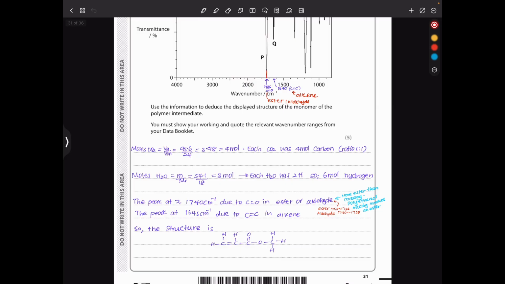So from the wave numbers, like I already wrote, the peak at 1740 per centimeter is due to the carbon-oxygen double bond in the ester or aldehyde. You can say 1740. And then the peak at 1645 or 1640 around there is due to the carbon-carbon double bond in the alkene. So my structure is going to be this. Now, there were 2 possibilities because I said aldehyde, but when you look at the wave number range of the aldehyde, it's a little bit lower, 1720 to 1740. This is a little bit closer to an ester. And also, in the formation of polyethanol, usually esters are used. So that's why I went with this as my answer.